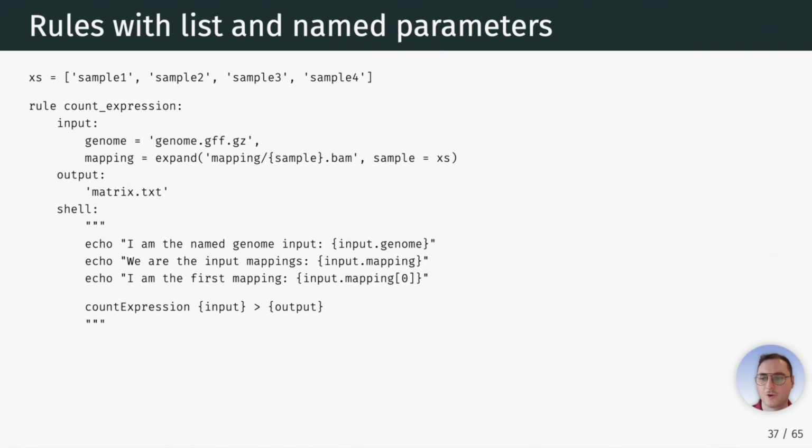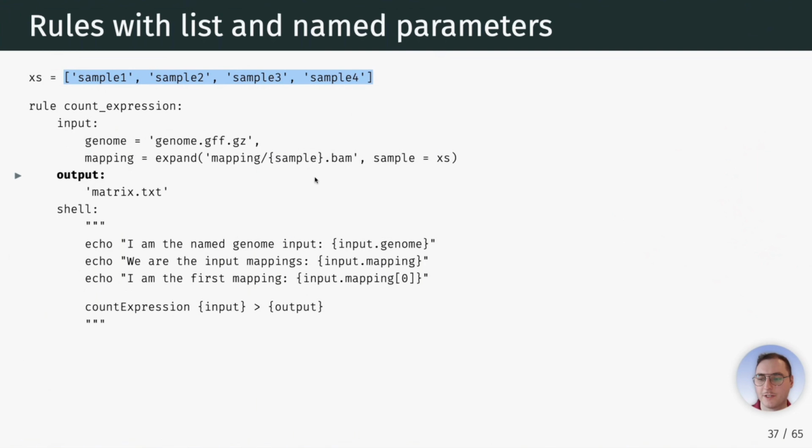Going towards the more complex rule, for instance, such as the counting of expression, we can also name our input. So let's say I have one input that is the genome annotation and the second that contains a list of all the samples. Expand comes from Snakemake. It's a way to expand for all possible entries in a list, which I provided here, the file.